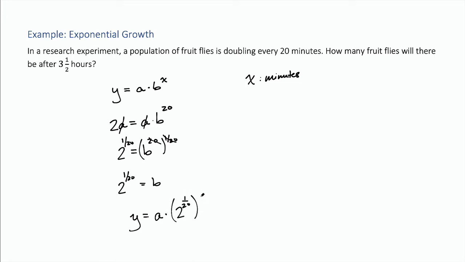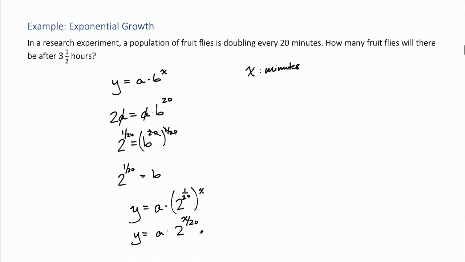And if we take b and raise it to the x, we can go ahead and multiply those exponents. And so we get y equals a times 2 to the x over 20. This is as much as we can say about the model here. If we were told the initial size of this population, we would be able to plug that in for a. But let's go ahead and say what we can say about this.